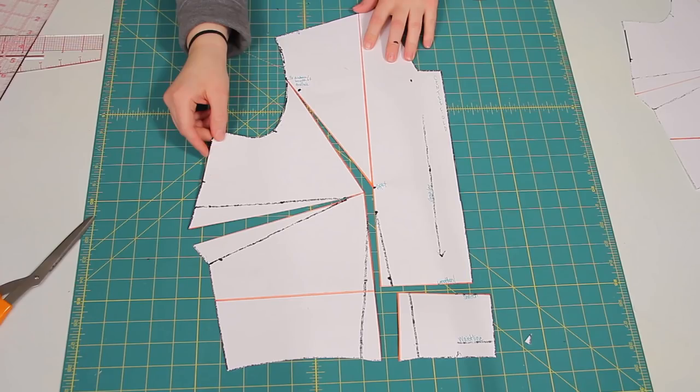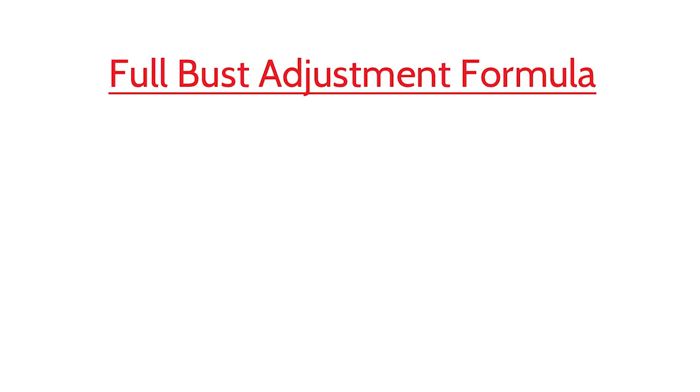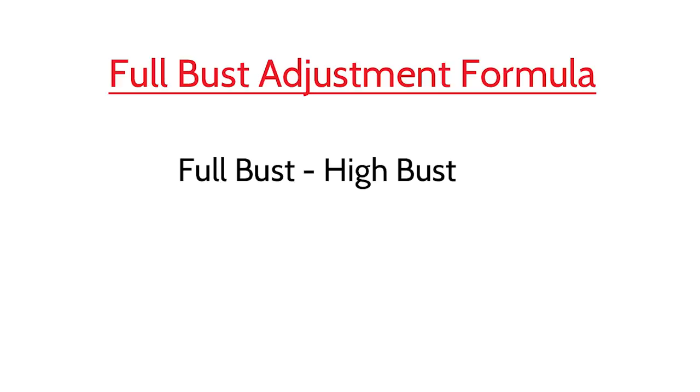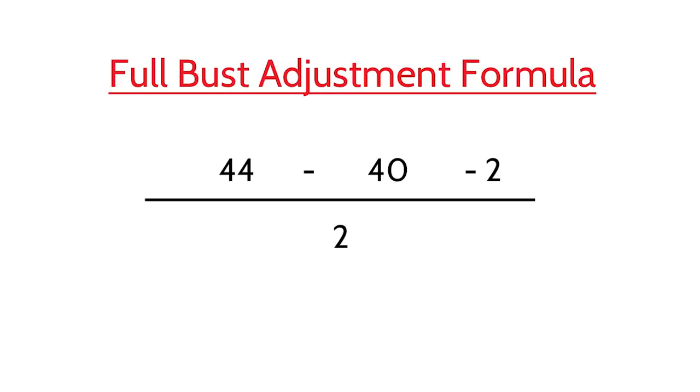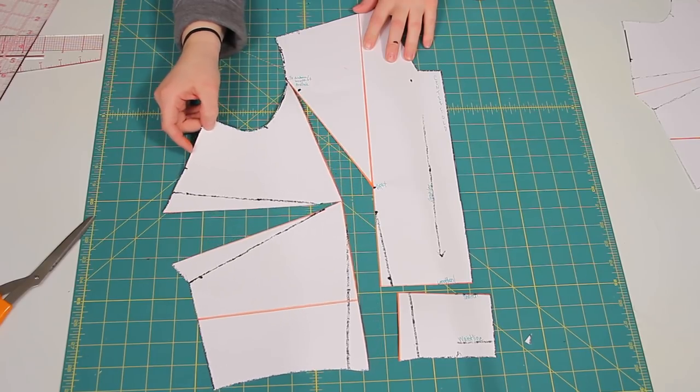How do we know how much extra fabric to add? How much do we need to spread these lines apart to make room for our bust? Well, I have a formula for you. For a standard pattern, the ones using those B cup proportions we talked about, you take your full bust minus your high bust, minus 2, then divide by 2. Let's do an example. Let's say our full bust is 44 and your high bust is 40. So 44 minus 40 is 4, minus 2 is 2, divided by 2 is 1. So we would spread this open by 1 inch.